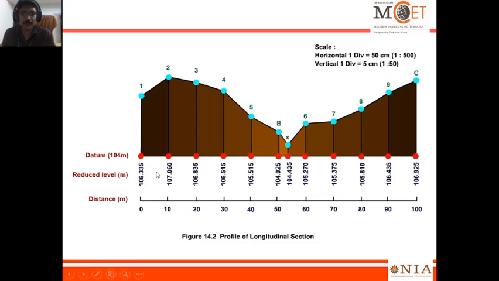So how was it plotted? From 0 to 10, at all the 10 meter intervals, it is the horizontal scale which was kept. The standard datum we fixed as 104 meter. Above that, what are the readings? All the red markings are 104 on that profile, right?